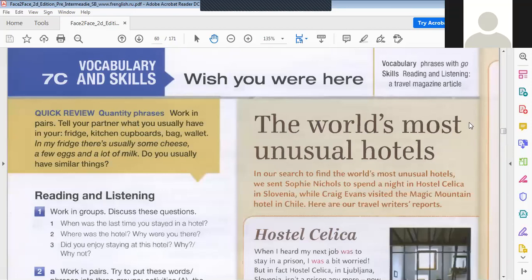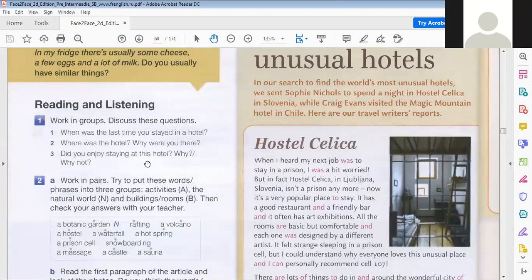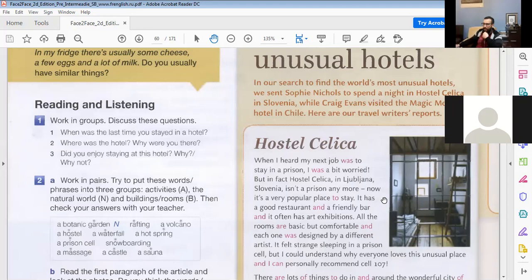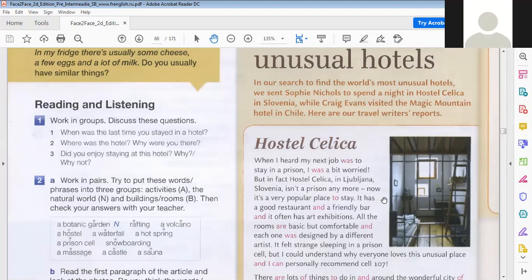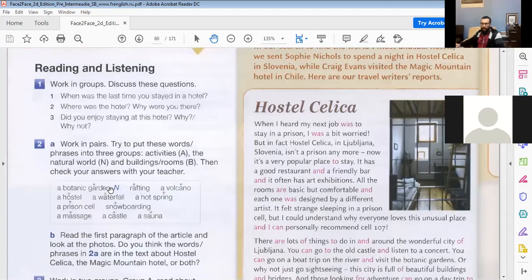I've got a few questions for you in here in number one. So let's talk a little bit about hotels. Sorry, we also talked about this. We talked about staying in hotels. And I think the last one who talked about hotels was Manal, remember? You told us about your hotel in Tunisia and how much you enjoyed it. So we talked about this. So let's talk about number two here, exercise number two.